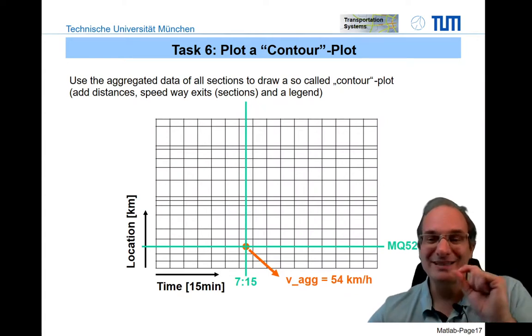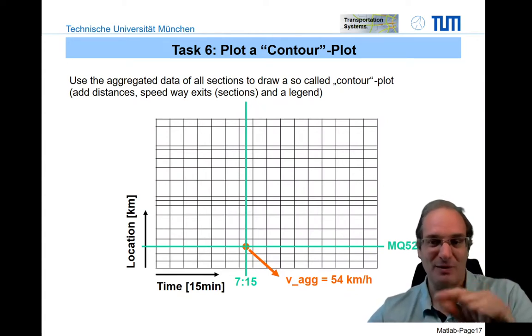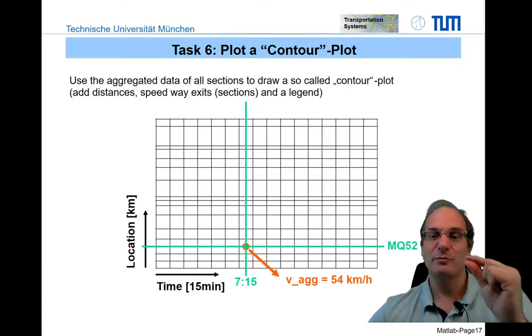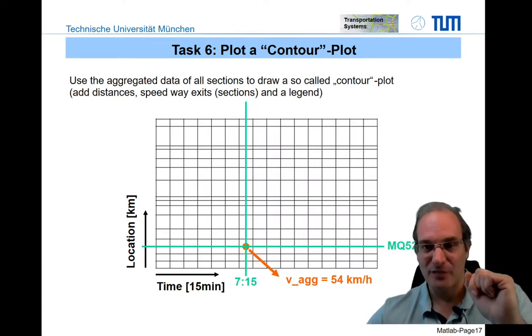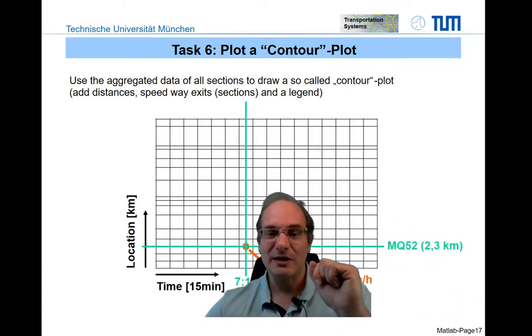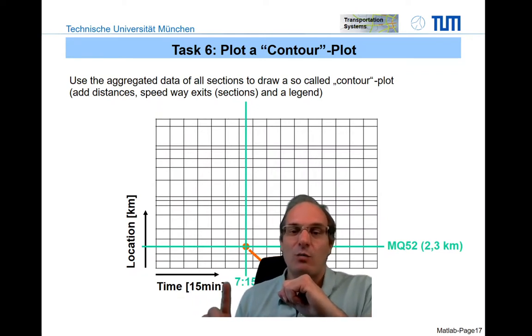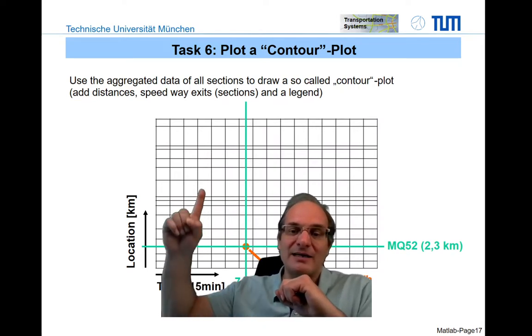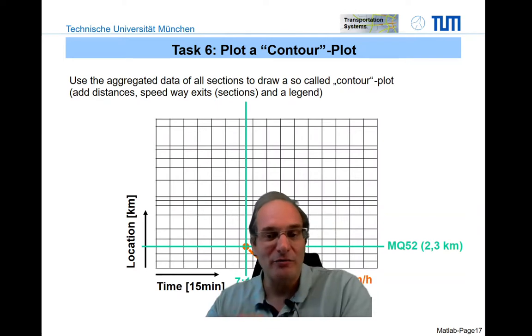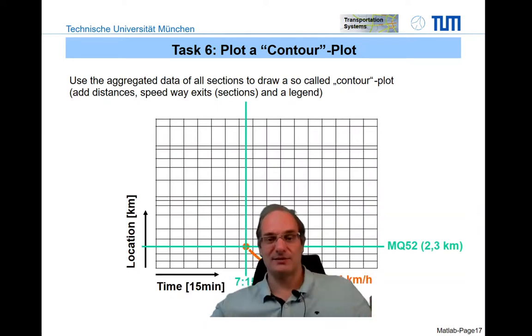And the color plot is quite simple. It is in principle a three-dimensional plot, but the third dimension is represented as color. So this means you have an x-axis. In our case, it's the time, the 15-minute intervals. And on the y-axis, we have the location of the sensor, so the distance.